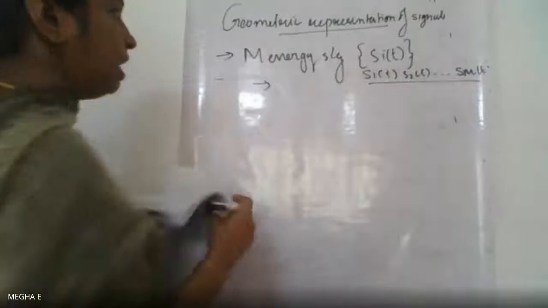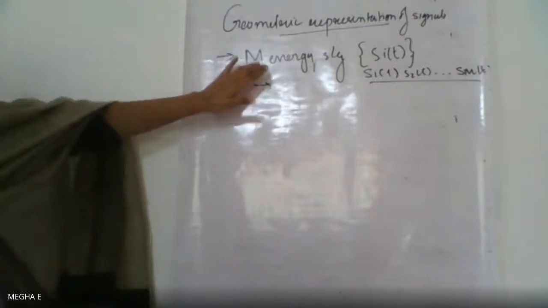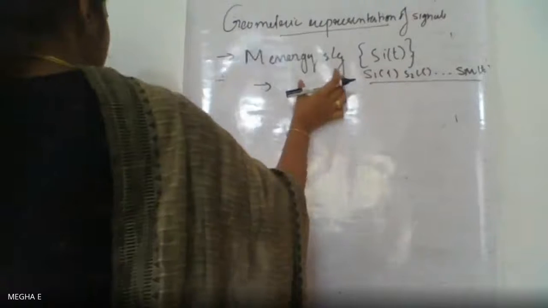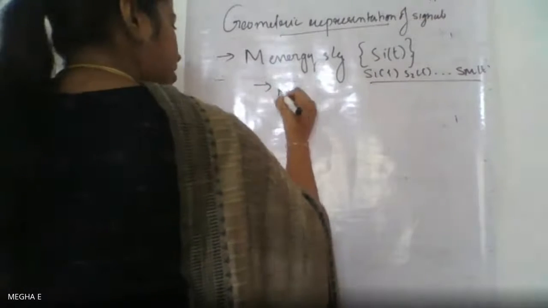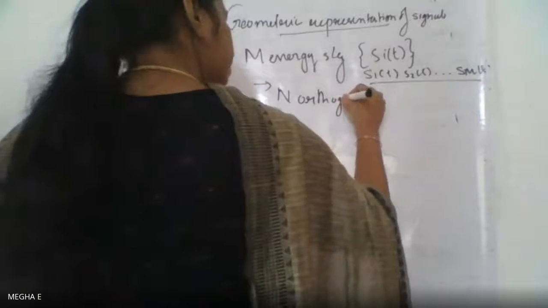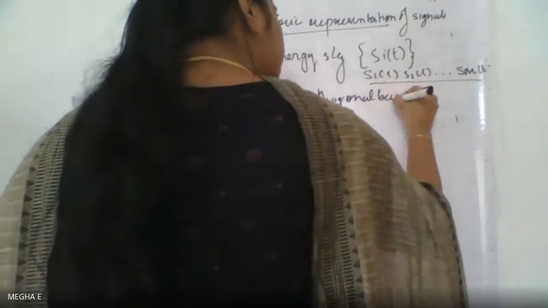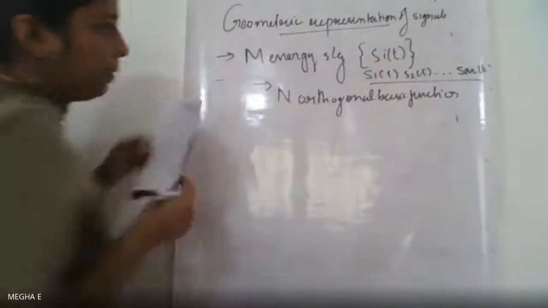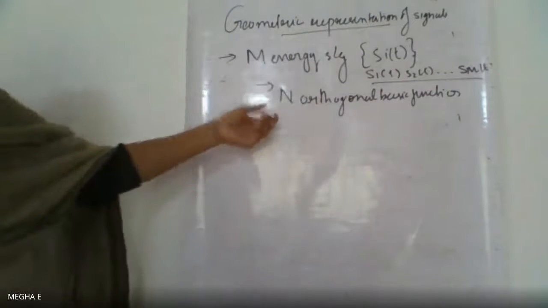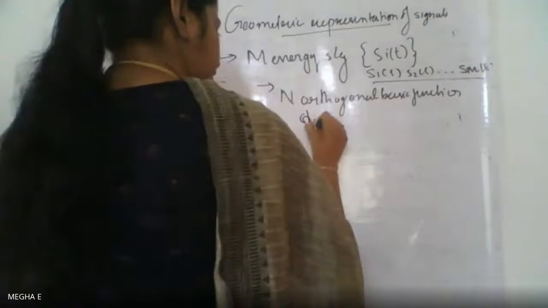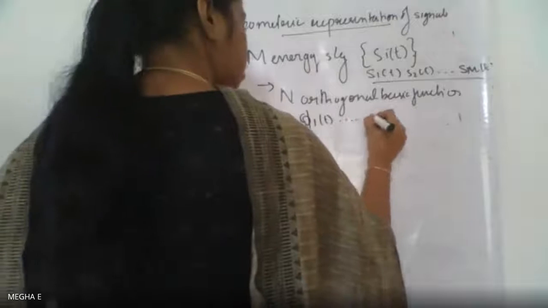This is a set of m energy signals. The aim of this geometric representation of the signal is to represent the m energy signals as a linear combination of n orthogonal basis functions, that is phi1 of t, etc., phi n of t.